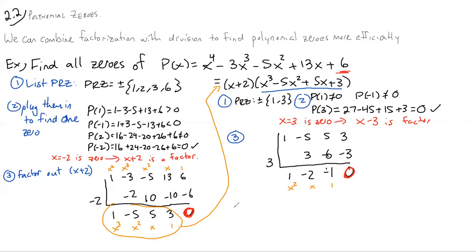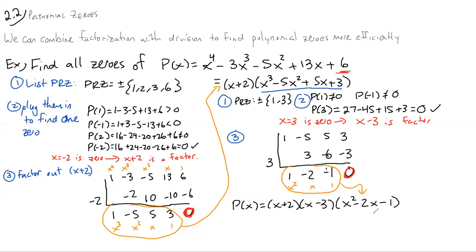And so now that tells me what I can pull further out. I get x plus 2. I can now also pull out an x minus 3. And then what's left is x squared minus 2x minus 1, which is coming from those numbers there.